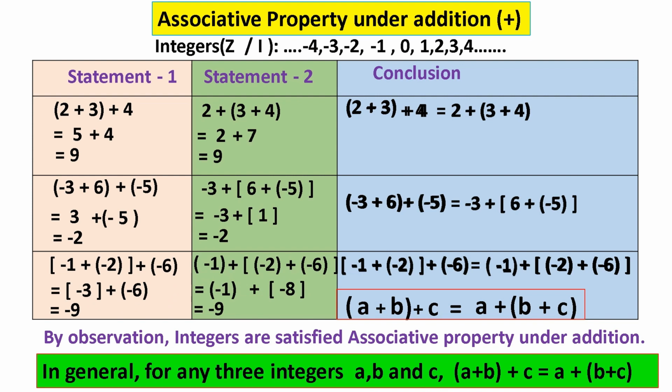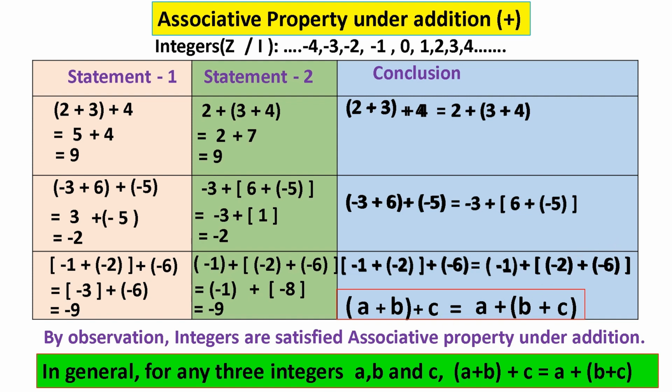In general, for any three integers a, b, c, (a + b) + c is equal to a + (b + c). It means the first two integers are added, and this sum is added to the third integer, we get the same answer as by adding the last two integers and the first integer. This property is known as the associative property under addition.